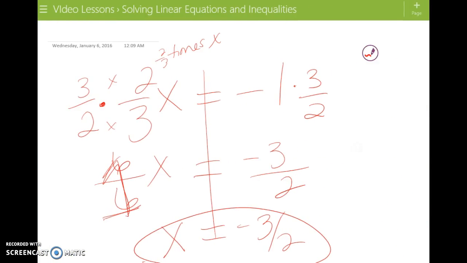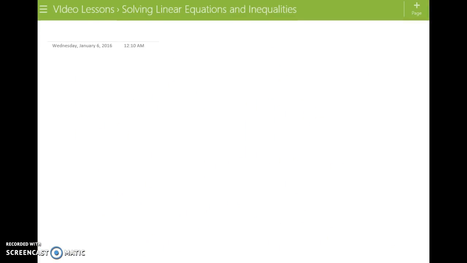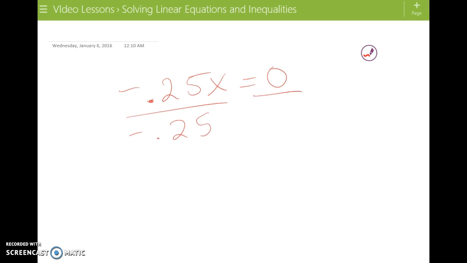And let's do one more. Negative 0.25x equals 0. Well, even though it's a decimal, it's still multiplication. It's multiplying by x. So we're going to divide by that number to get the x alone. x equals 0. I lied.